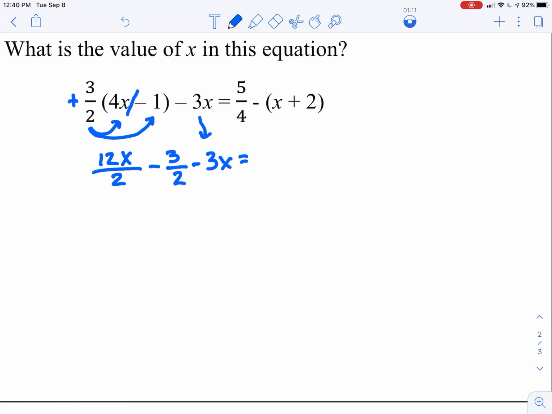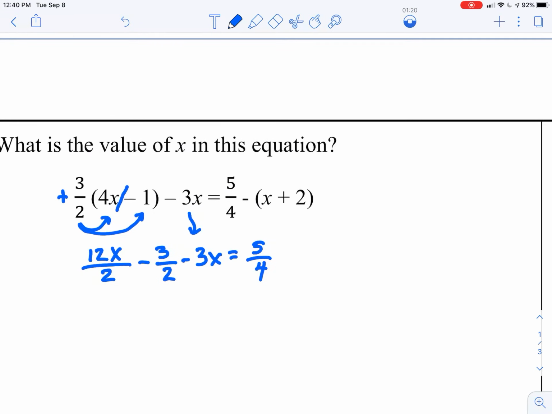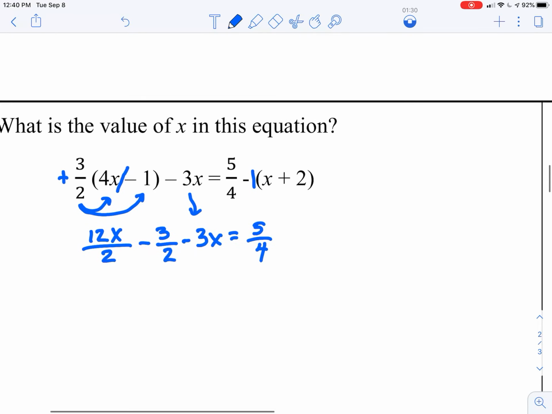And then on this side, we're going to have 5/4, and we're going to distribute here. I think I've covered this with you guys before. If you have a negative sign outside parentheses, like you do over here with the negative times x plus 2, it's as though there is an invisible 1 in there. That negative sign can be attached to a 1, making it a -1, so that when I do my multiplication here, I'm going to have a negative x, and then a -1 times a positive 2 is going to give me a -2. So there's what we have in our first step.